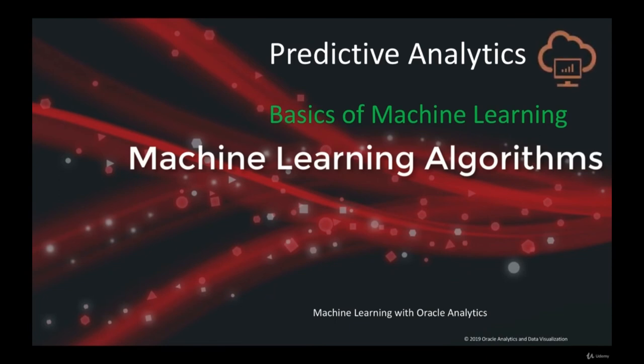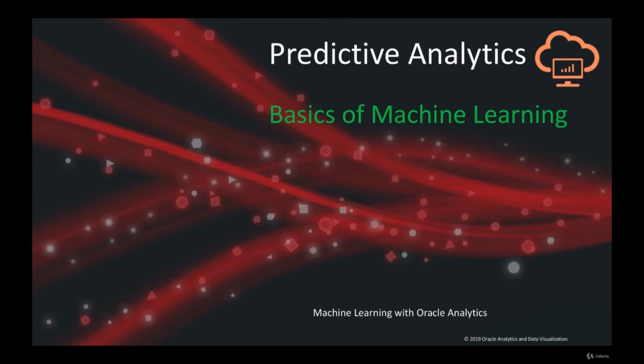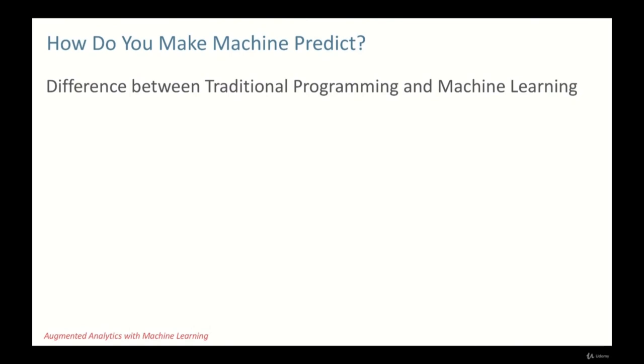In this lecture, we will cover some of the basic machine learning concepts: how does a machine learn from the data, based on different types of machine learning algorithms? There is obviously a difference between how we traditionally do programming to produce a certain type of output versus how we make a machine learn from the data and produce a model which can then help us predict future data sets.